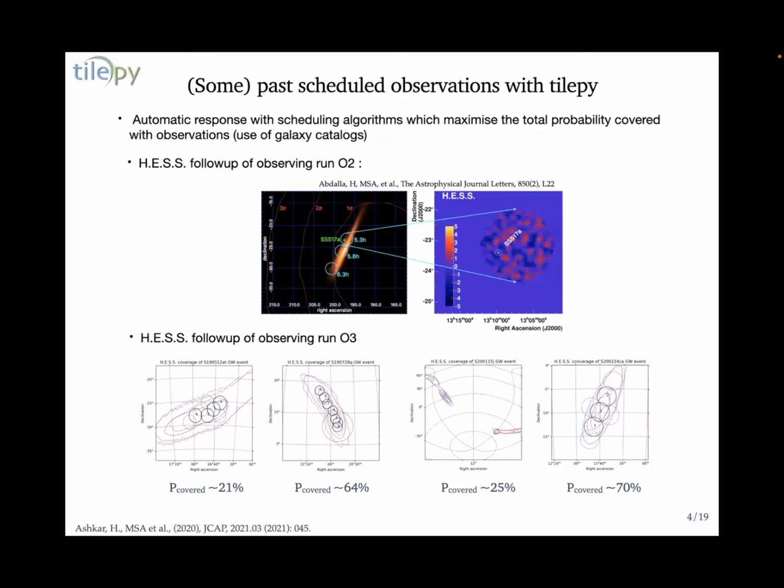Okay, so some of the actually scheduled follow-ups with these codes. We have here the example that I mentioned before, gravitational wave 170817. This was the tiling derived by tilepy and done by HESS. We have here the first pointing, second pointing, and third pointing. You see the events, and the real localization of the source is over here.